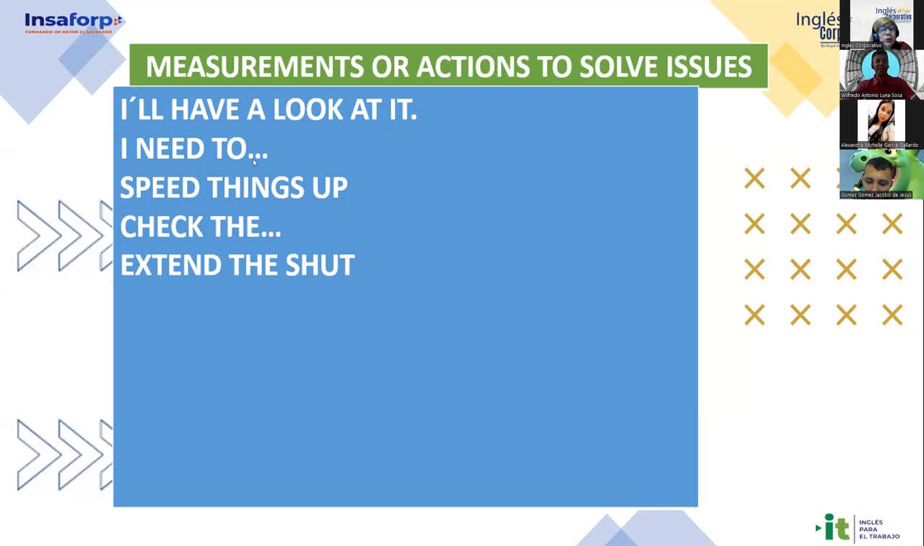And then when you say, I need to, it means that you are going to say, I need to change this tool, I need to review, I need to check, I need to fix. The action that you need to do, you begin to say, I need to, and then you say the action. I need to shut this down, for example. Necesita apagarla, eso es lo que va a hacer. I need to shut this down.